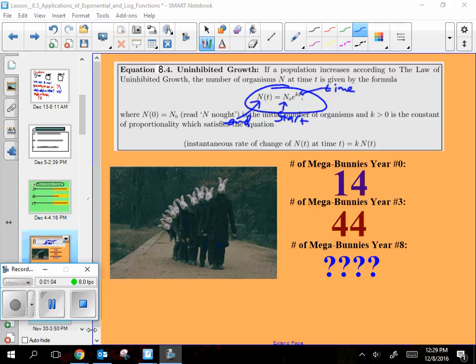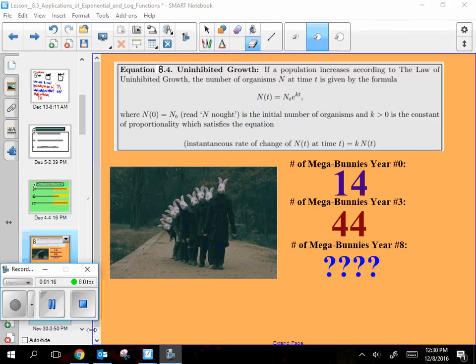Obviously rabbits multiply at a certain rate. A snake population in the Everglades that we were talking about could grow at a certain rate. The Ks can depend on the situation. All right, so here's how we would do this one. They gave us 14 megabunnies in year 0. So that's this. That's 14. Everybody put in a 14 right there.